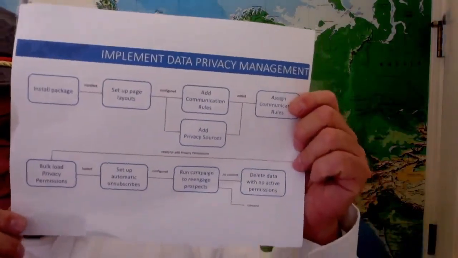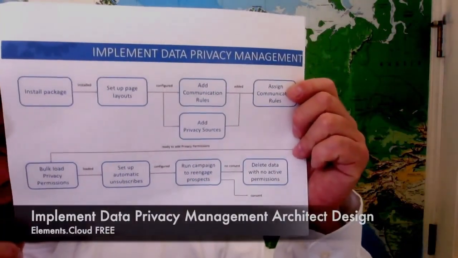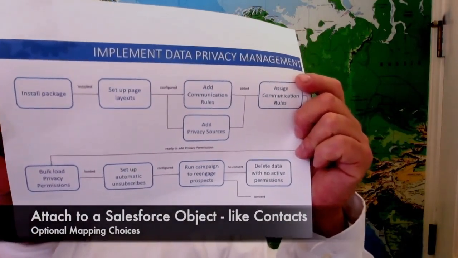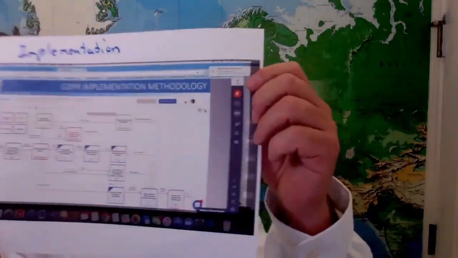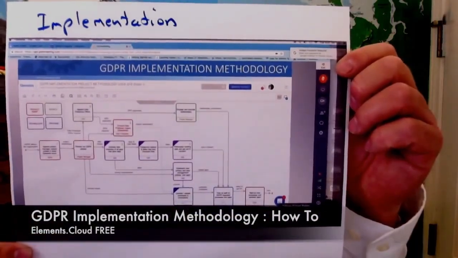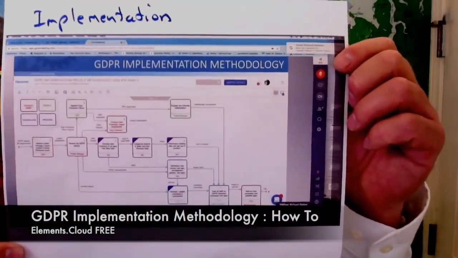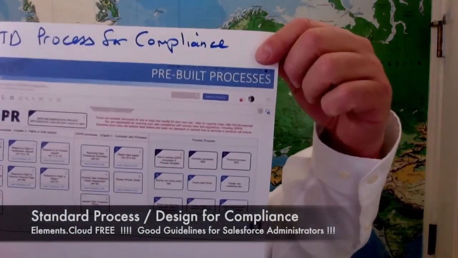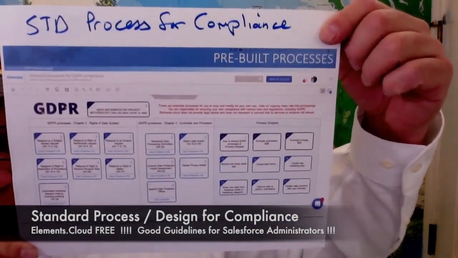Let me show you. This is the implementation of the privacy data management. It goes from install package, set up the layouts, communications. This one is about the methodology on implementing. Much better than Visio, right? So you're in compliance. You can tell somebody exactly the flow. For standard compliance, Elements Cloud has basically done all the work. And the flow part is free. These are free, so work off their work for standard process for compliance of GDPR.